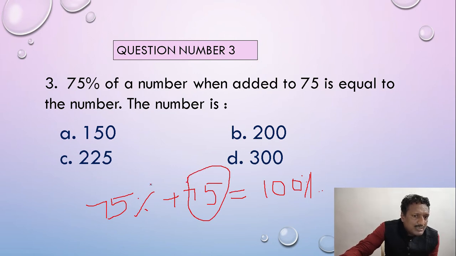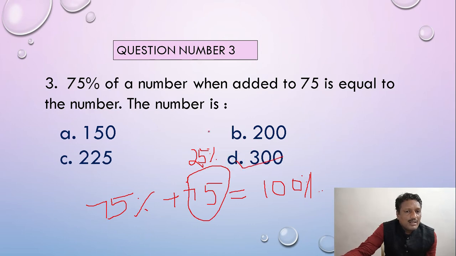How much percentage if we add to 75% will be equal to 100%? Just 25%. So 25% is a percentage, 75 is a numerical value. So we can conclude the logic here: 25% equals 75. So the problem is completed. 25% equals 75, 50% equals 150, 100% equals 300. So the answer is 300.